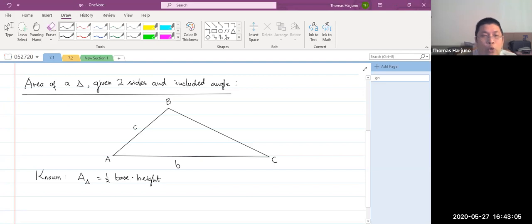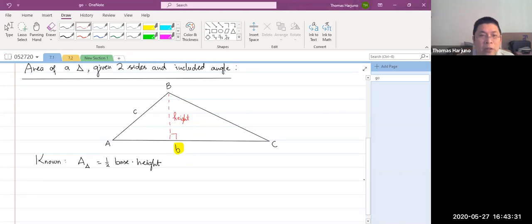Okay. If we use b as our base, suppose this is our base, then the height will be the one perpendicular to that base b. We call this height also the altitude. Okay, now the thing is, what is the height from this base b? Notice that sine A is equal to that height over c. Is that right?